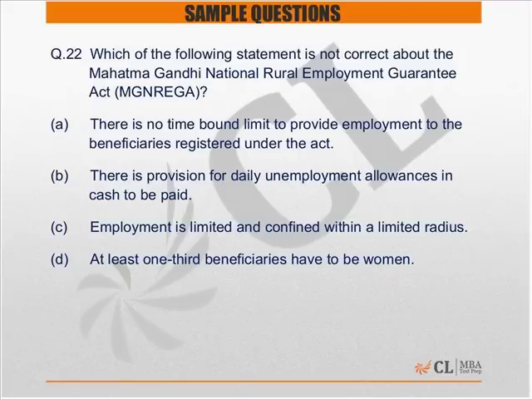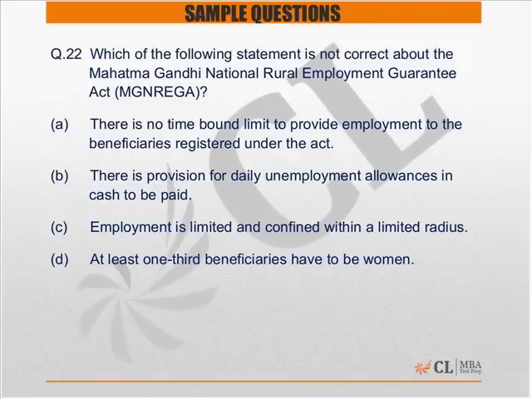in 2006 by an act of 2005. Options: A. There is no time-bound limit to provide employment to the beneficiaries registered under the act. B. There is provision for daily unemployment allowances in cash to be paid. C. Employment is limited and confined within a limited radius. D. At least 1/3 beneficiaries have to be women.